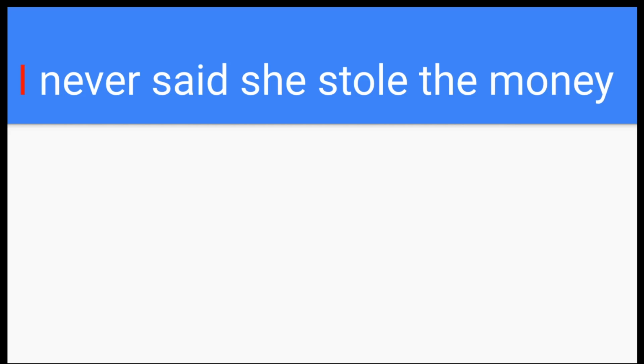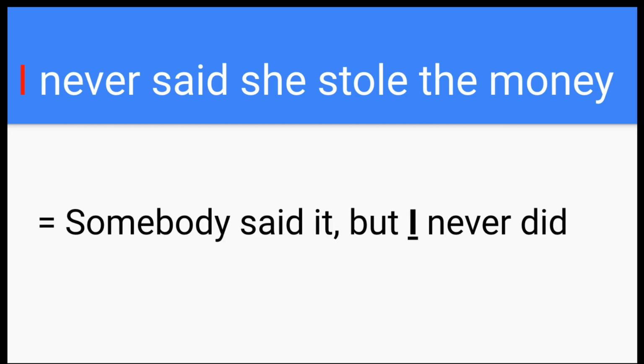So I never said she stole the money. So the message that this is communicating is somebody said it, but not me. So somebody said she stole the money, but it was not me. So I never said she stole the money. So let's move the stress down one.